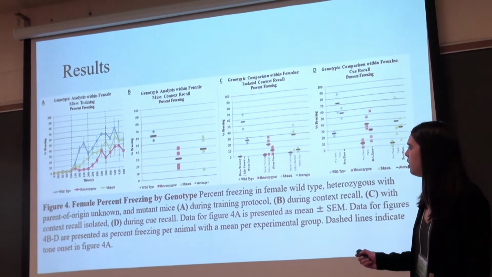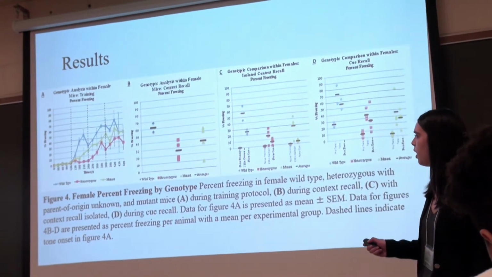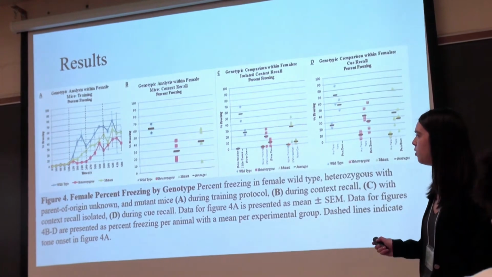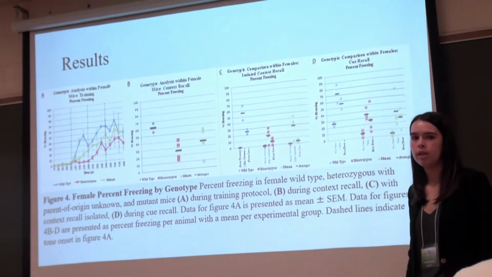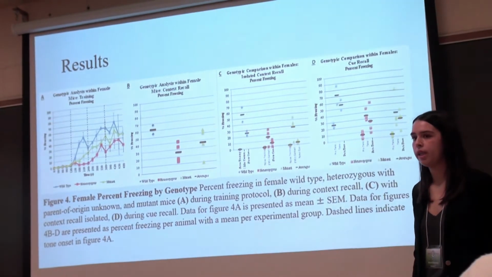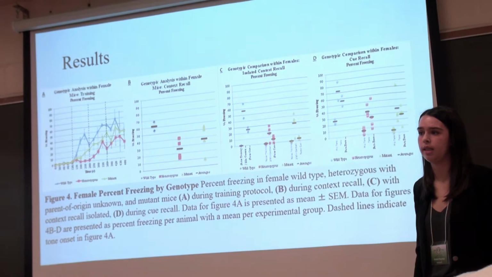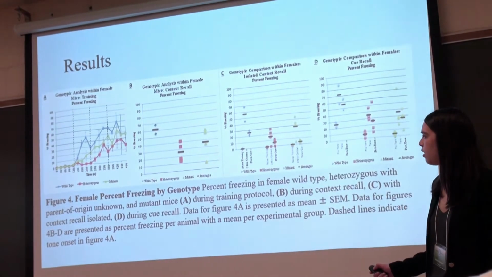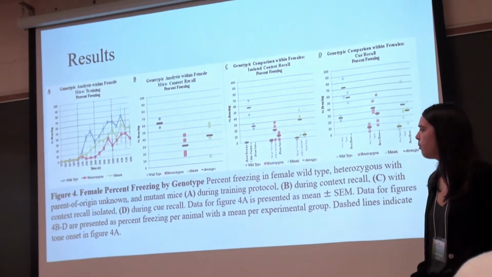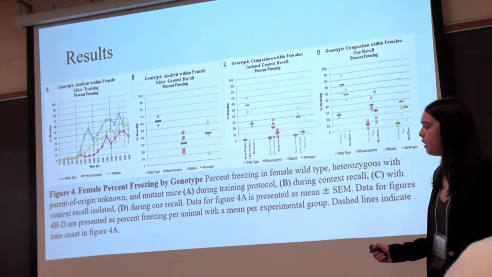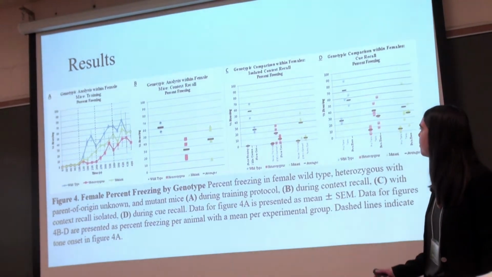Figure 4c is the second analysis of the contextual recall. Mice were grouped into wild-type, heterozygous, and mutant. The first column of each genotypic group is the naive training period. Naive is the exploratory period, the first 120 seconds of training. The second column is the first 2 minutes of contextual recall. And the last column is the naive cue, the exploratory period during the cue recall.